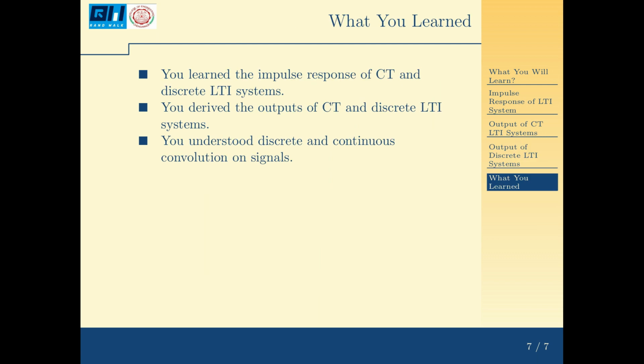Now coming to the summary of understanding, you understood the impulse response of continuous time and discrete time LTI systems. Then you derived the outputs of continuous time and discrete time LTI systems. For a continuous time LTI system, the output y(t) is the integral from minus infinity to infinity of h(tau) x(t minus tau) d tau. That is a convolution integral. For the discrete LTI system, the output y[n] will be the sum over m from minus infinity to infinity of h[m] x[n minus m]. So that's a convolution sum.